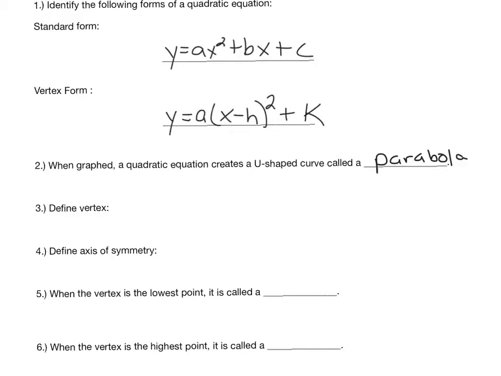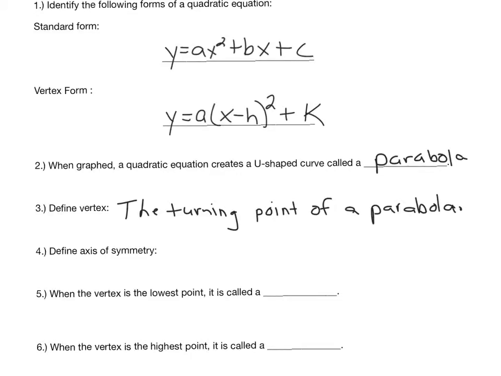Next, define vertex. So remember, the vertex is either going to be your minimum or your maximum. It's either going to be your lowest point or your highest point of your quadratic equation, and we'll get to that when we get to numbers 5 and 6. But for the definition part, you could just put it's the turning point of a parabola, and that's what I'll write, the turning point of a parabola.